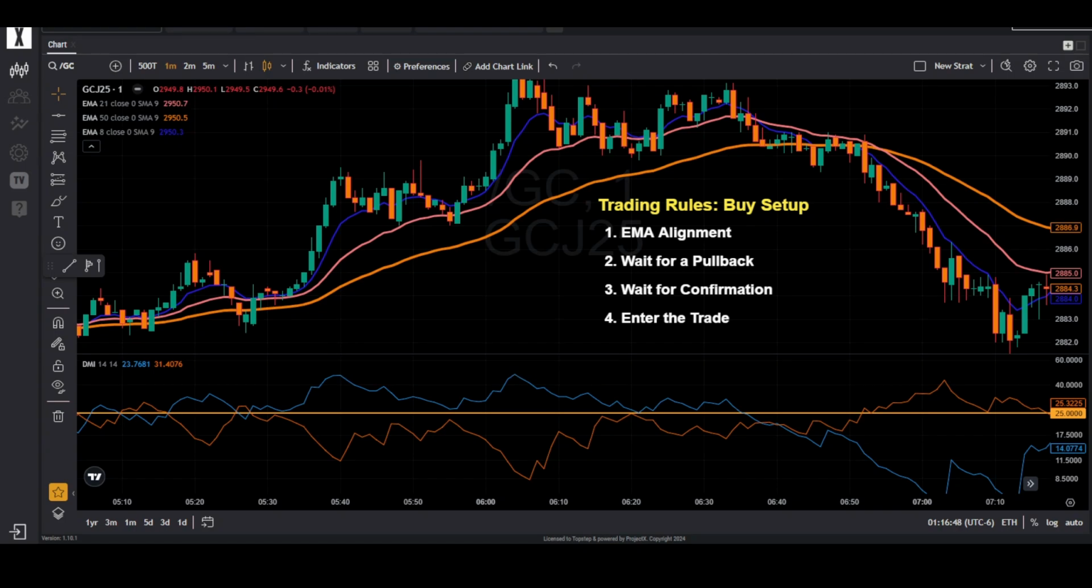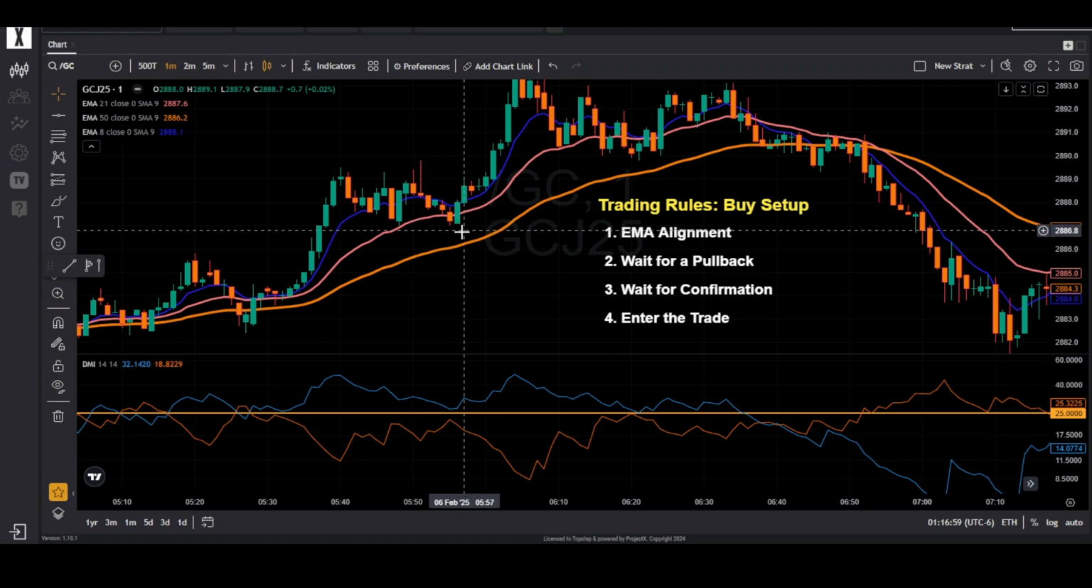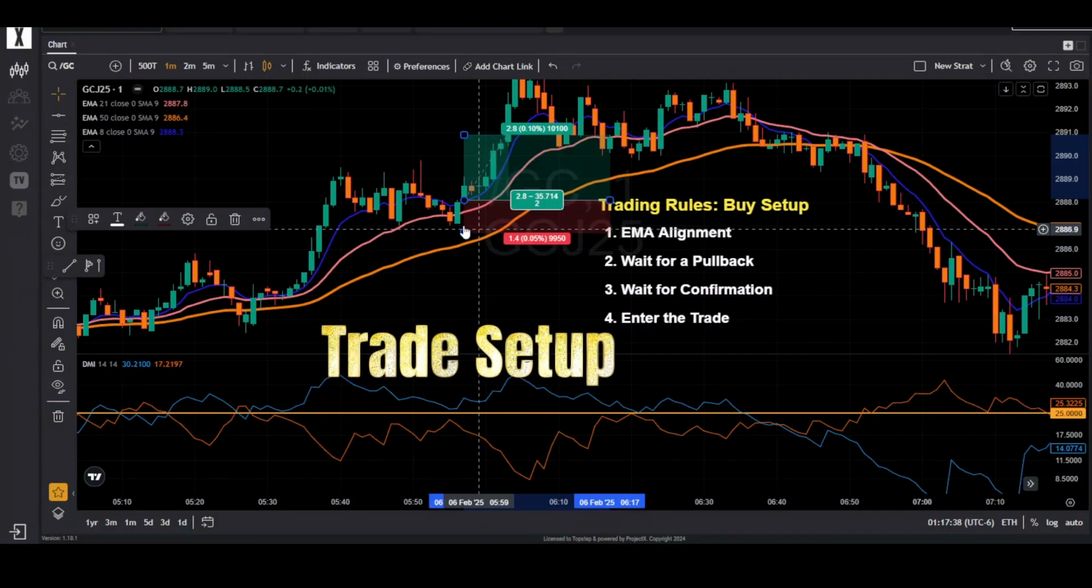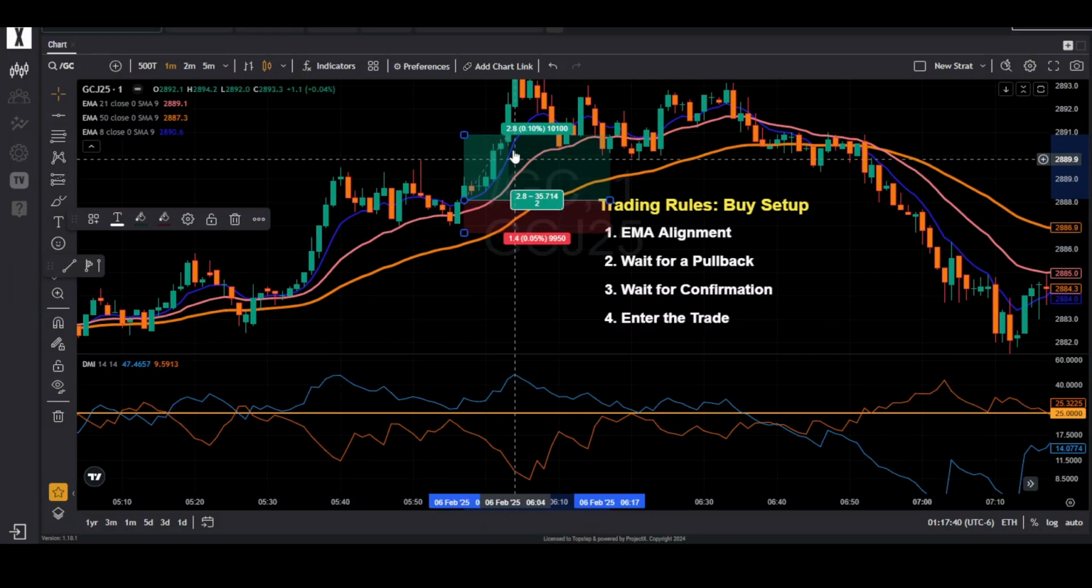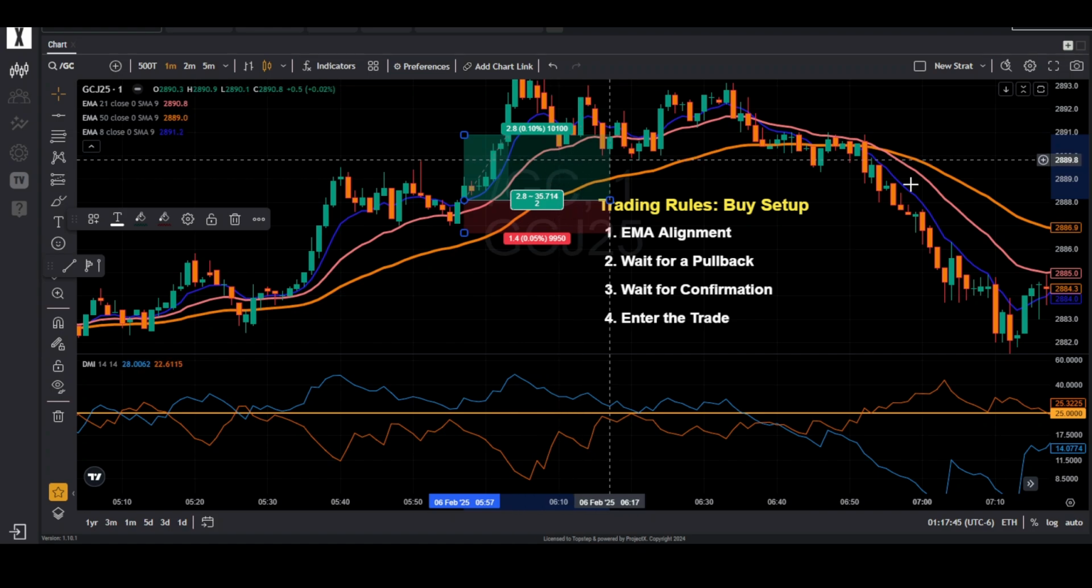So that entry will be after the bullish candle closes above EMA 8. We'll set stop loss a few pips below the entry candle. In this case, a few pips below this candle, and we'll set our take profit at 2x the stop loss for 2 to 1 risk to reward ratio. As you can see, this is our stop loss over here. Take profit is at 2x of our stop loss. So this is how you will set up your trade.